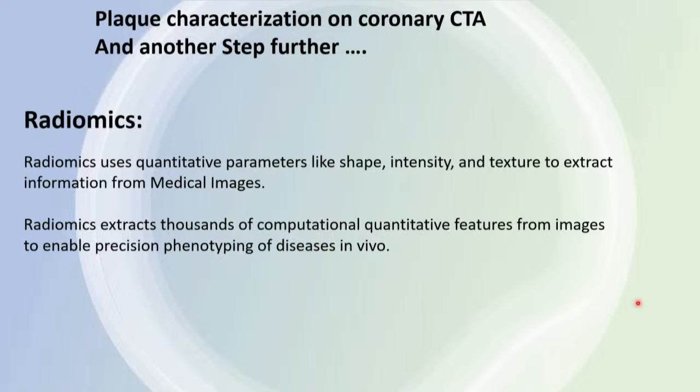So one step further to just plaque characterization is this field of radiomics. And what is radiomics? It's defined as using quantitative parameters like shape, intensity, and texture to extract information from medical images. So this is information that is not visible to our eye. The software is able to extract thousands of such features from images, and the aim is to enable precision phenotyping.